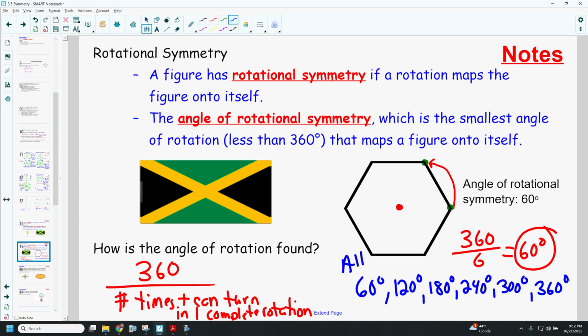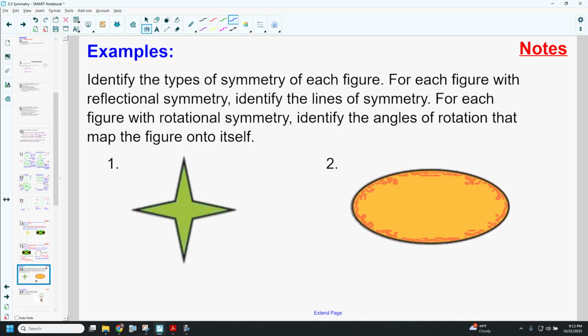Now we're going to look at some examples here in the middle. We're going to identify the types of symmetry for each figure. Number 1, the star-like shape here. It has reflectional symmetry. Okay?